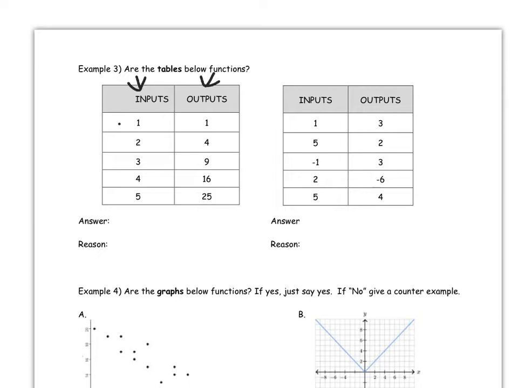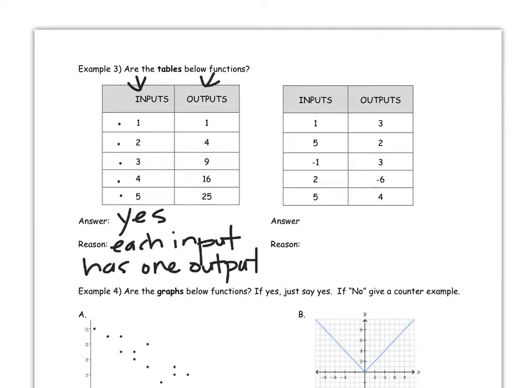So 1 has the output 1, 2, 3, 4, and 5. And the thing here is that none of my inputs repeated. So I can assume that the answer is yes. And it's that each input has 1 output.